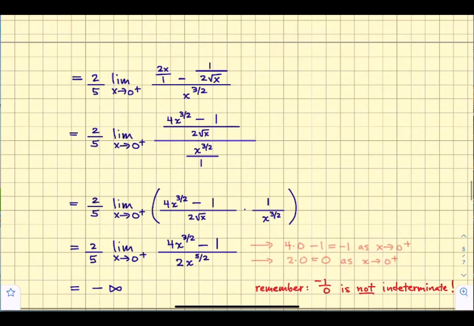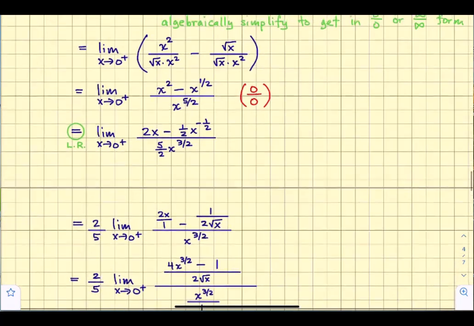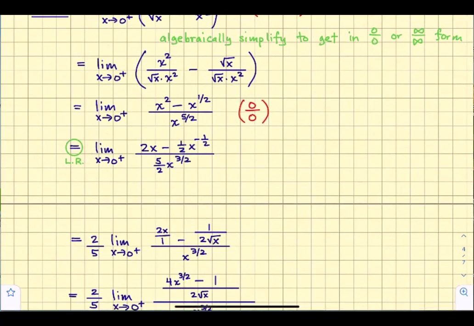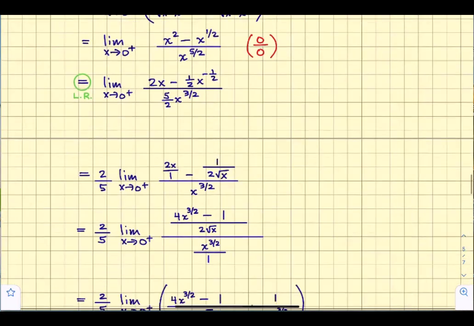That is going to negative infinity. So there was a lot more algebra involved here than there was calculus. There was one step of calculus, and it occurred right here when we used L'Hopital's rule. So be prepared for that as well.